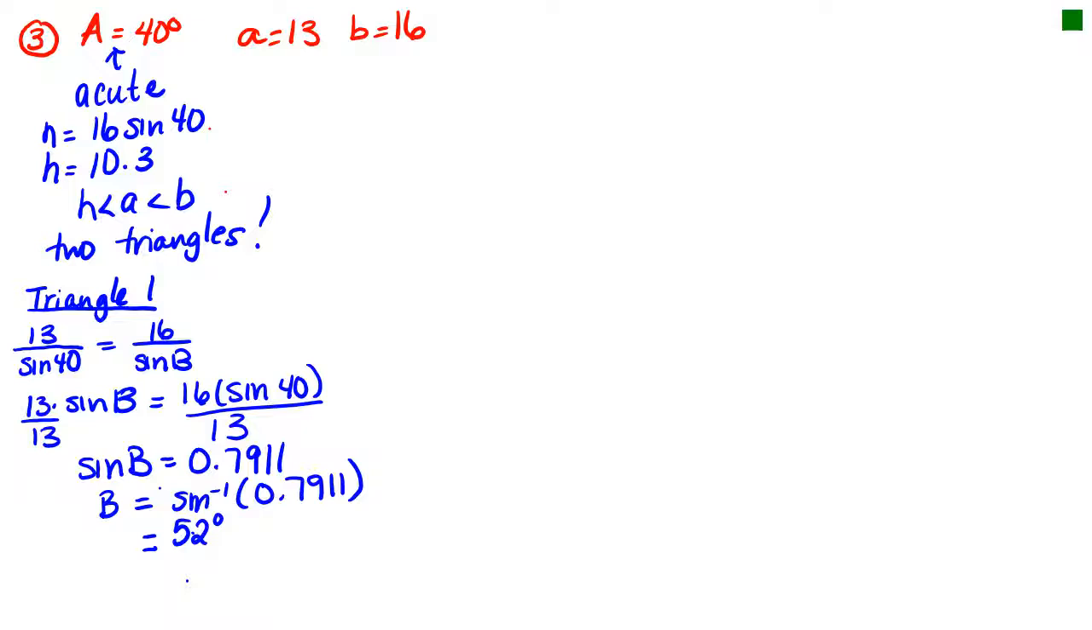So that means, I'm going to erase this triangle too. C is going to equal 180 minus 52 minus 40, so it's 88 degrees. So side C over sine of angle C equals side A over sine of angle A. Cross multiply.